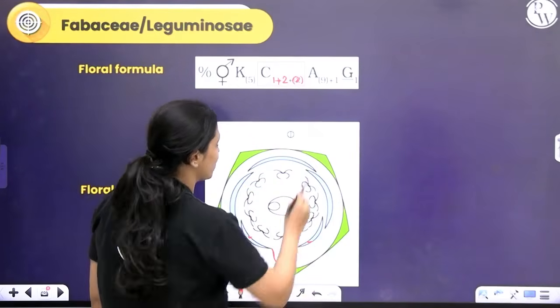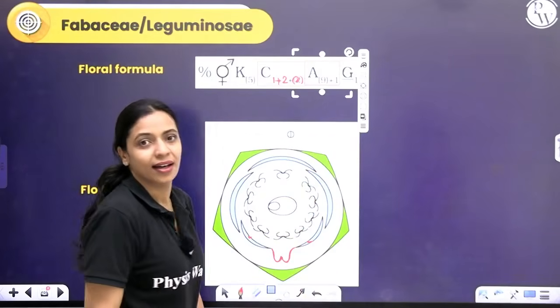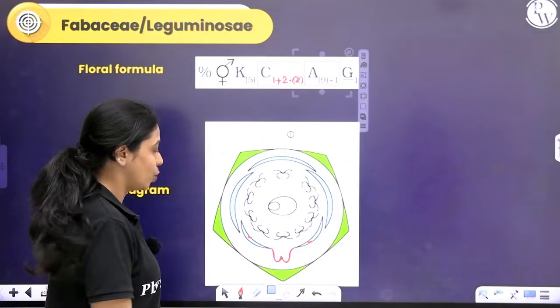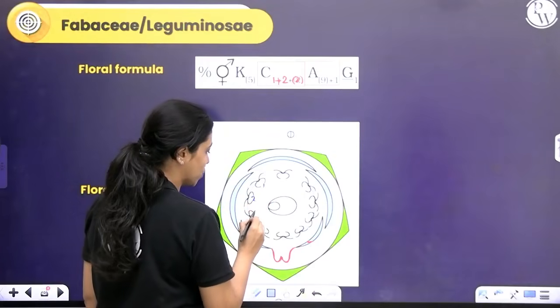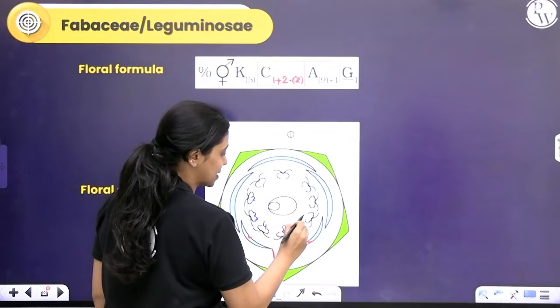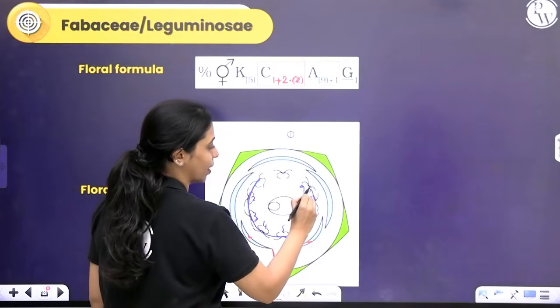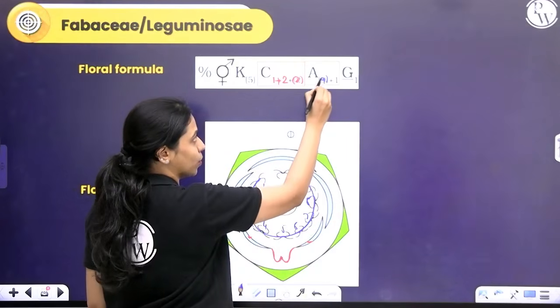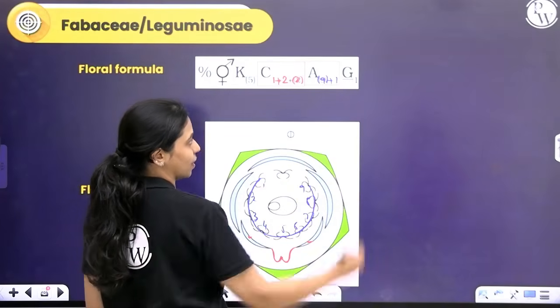Even Androecium is important to note here, because you can see diadelphous condition. You have a total of 10 stamens. So you have 1, 2, 3, 4, 5, 6, 7, 8, 9. 9 of them have fused to form one bundle. So you write 9 within brackets, and 1 is separate, so you write it as +1.